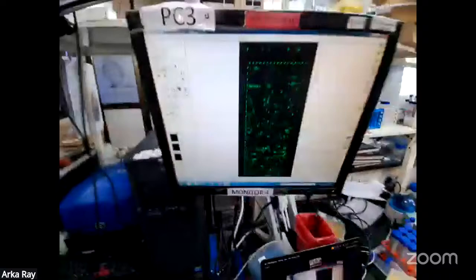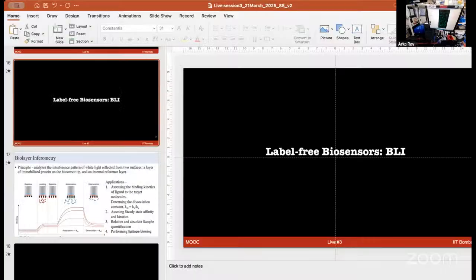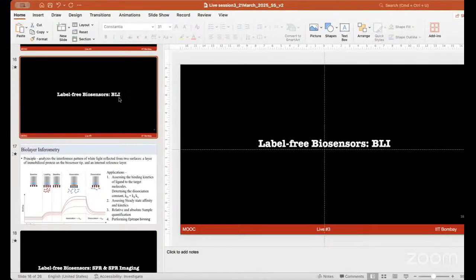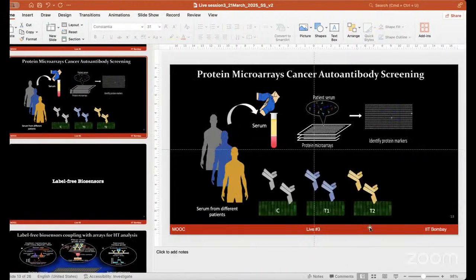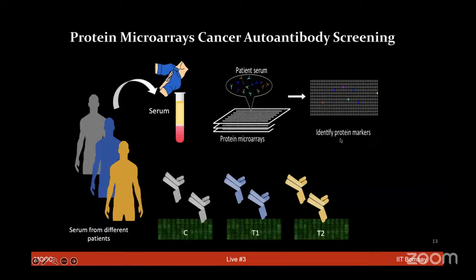Yes, sir. Okay. Let me move on to the next application, which is essentially thinking about how to use the microarray for cancer-related applications. What we just saw was SARS-CoV-2, right? But the same type of platform we also use for cancer autoantibody biomarker screening.